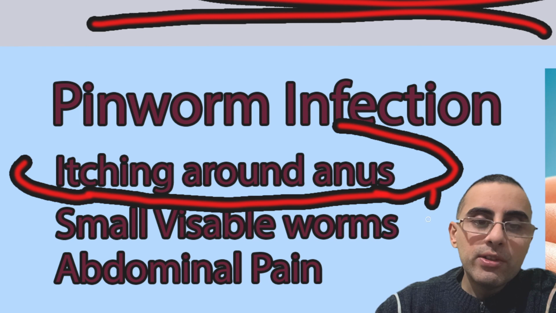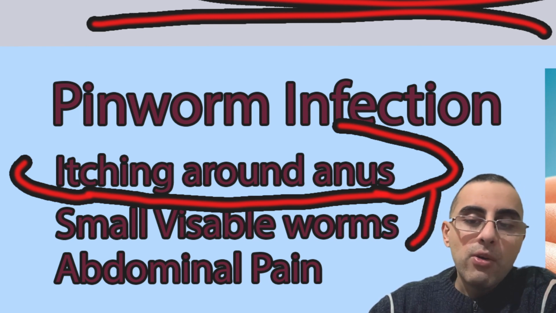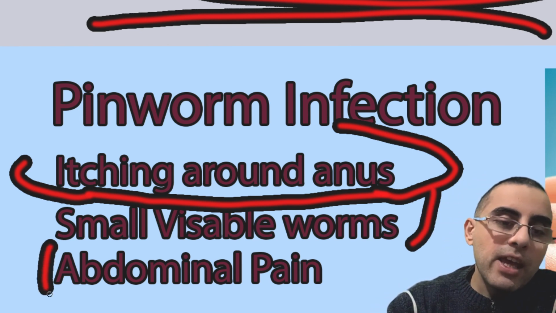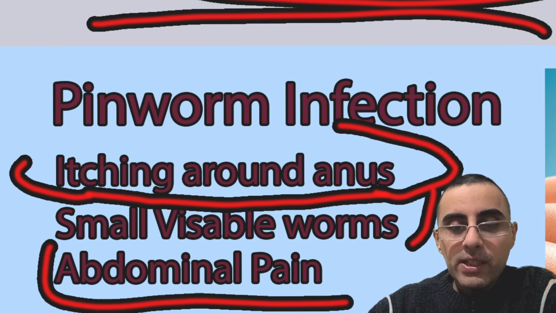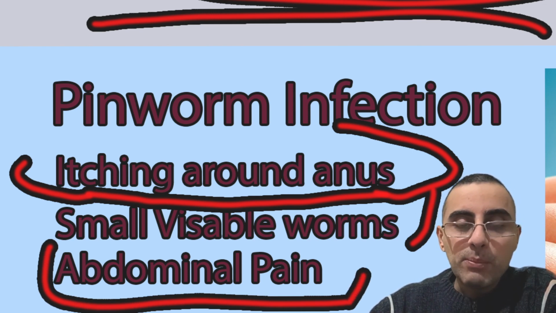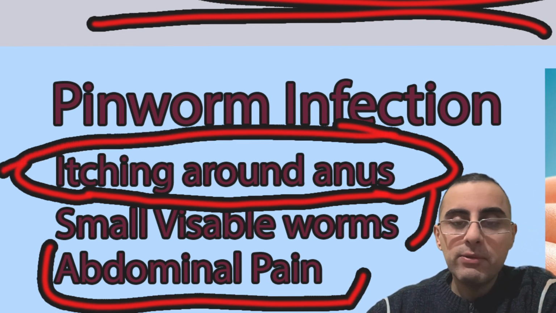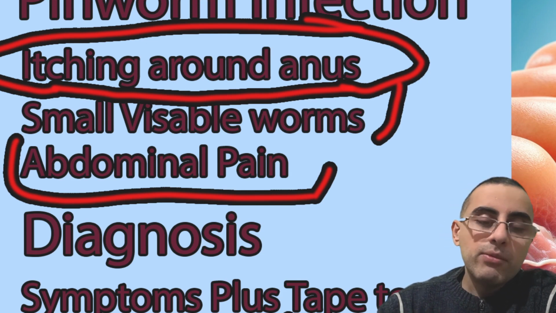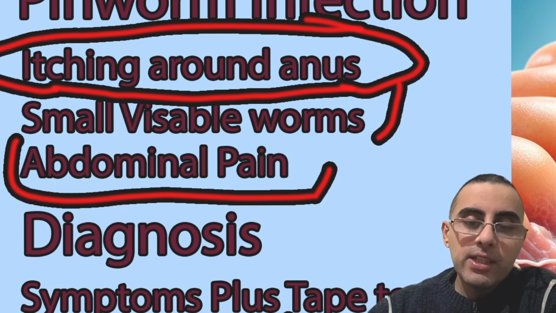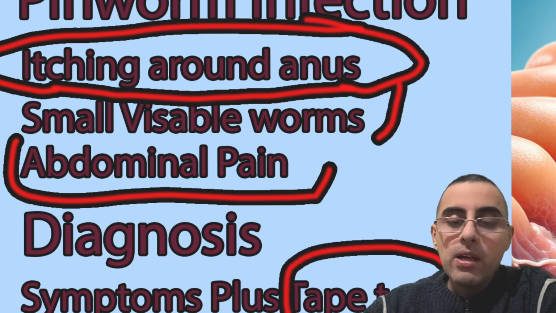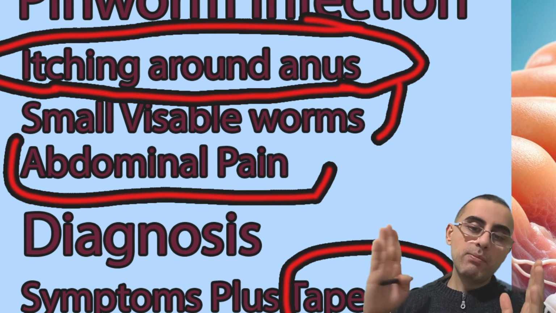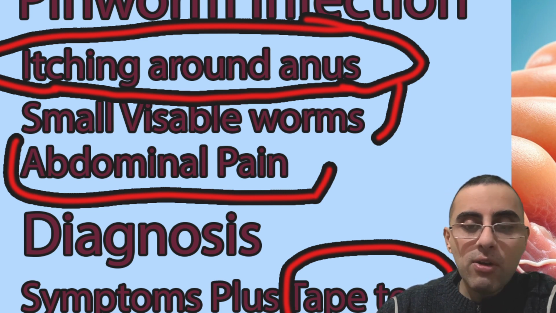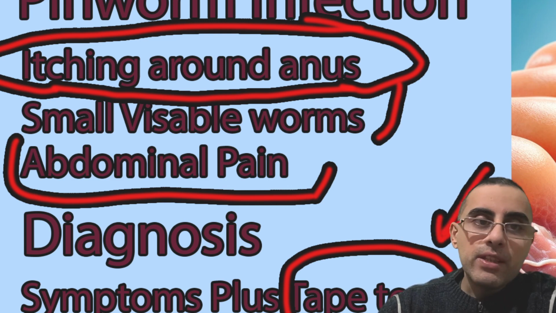Sometimes parents also see small visible worms on the skin, on the clothes, in the stool, and sometimes the kid has abdominal pain also. But it can be without abdominal pain also. But the most important symptom still is itching around the anus. Diagnosis is based on symptoms plus the tape test. The symptom, as we said, is itching around the anus, and the tape test means we have special tapes, and this tape is pressed against the perineal area and taken and examined under the microscope, and we're searching for these pinworm eggs.